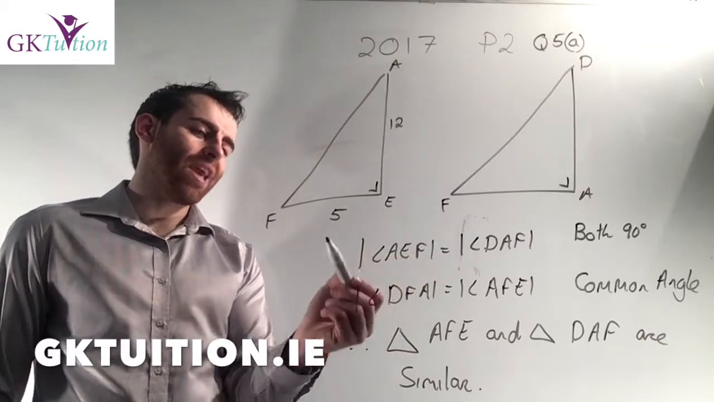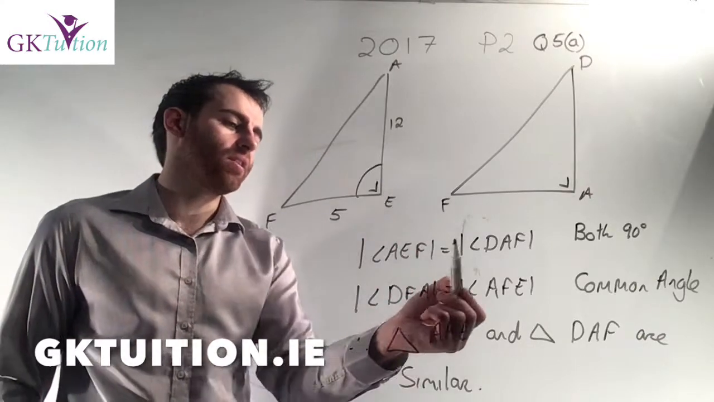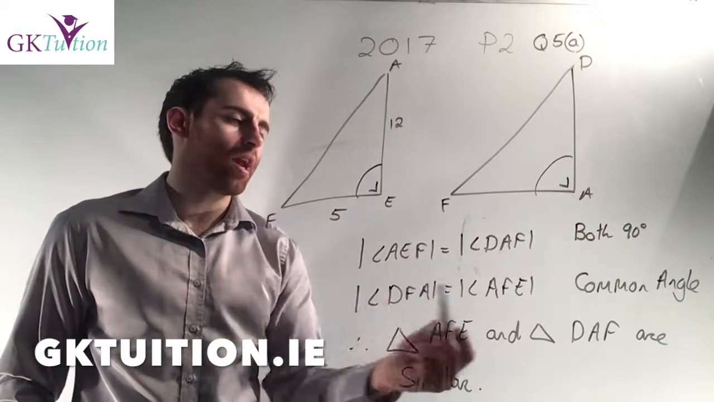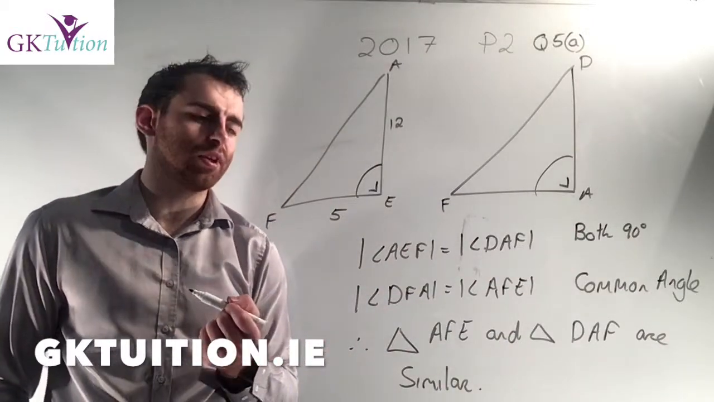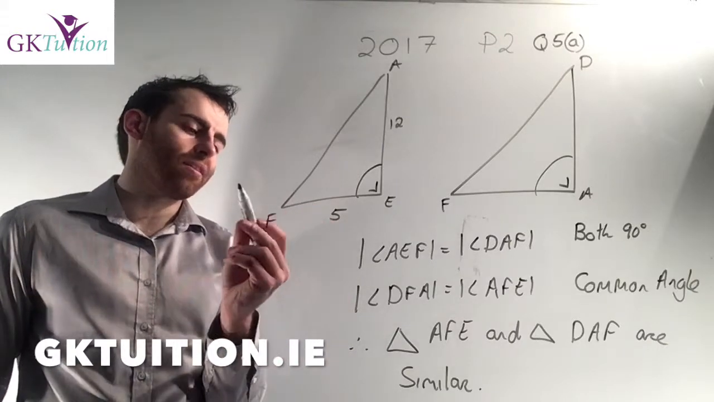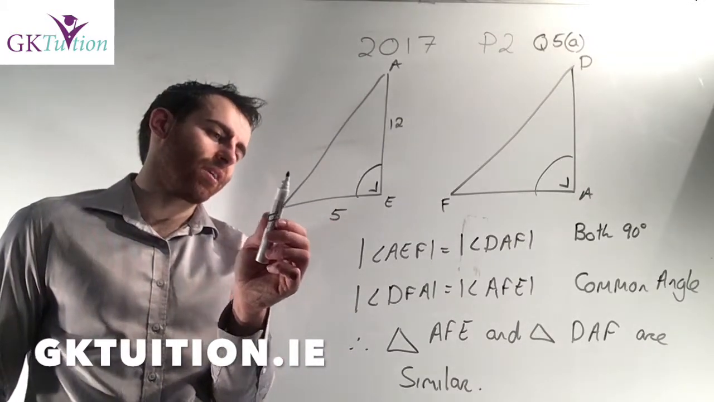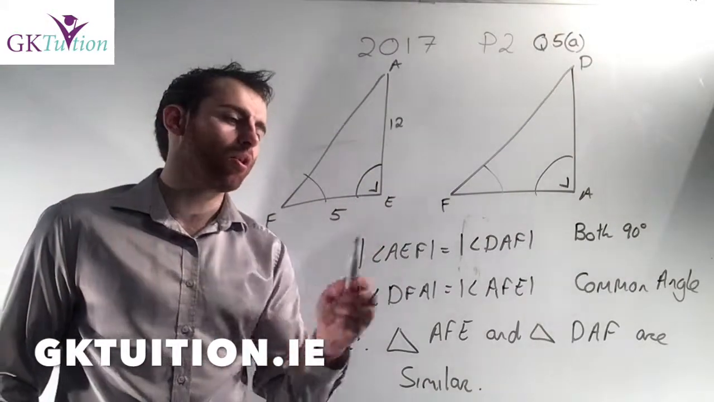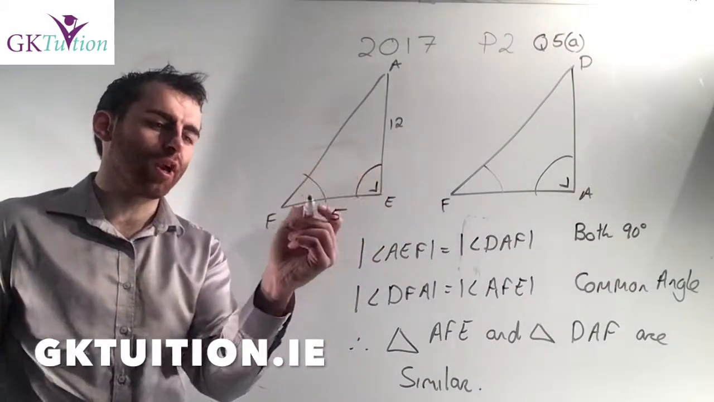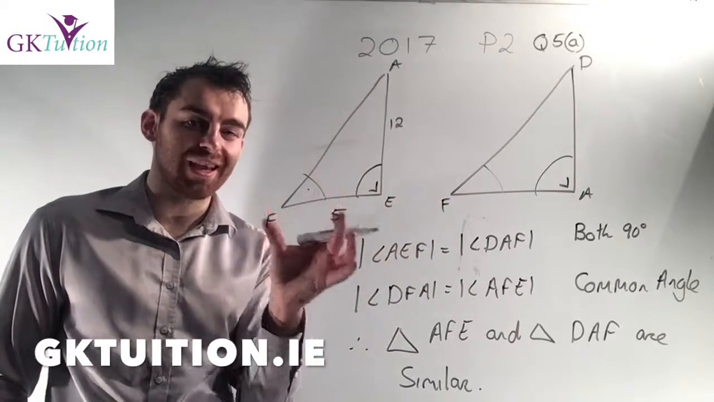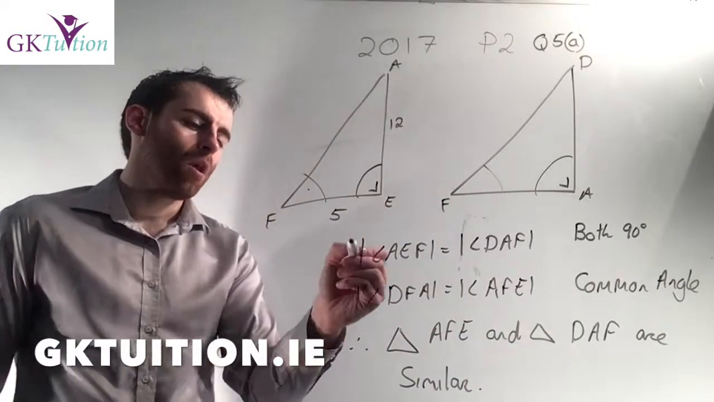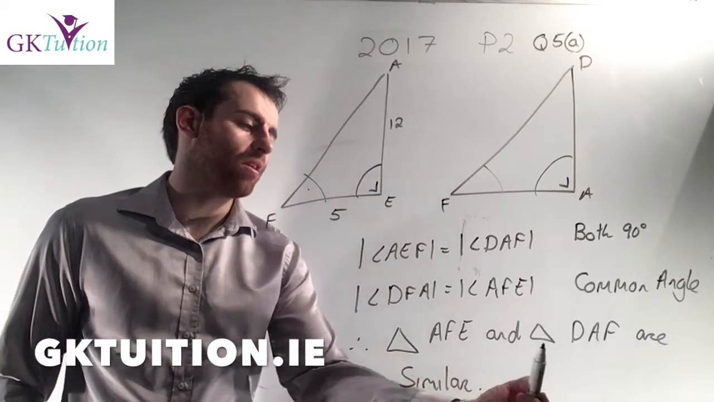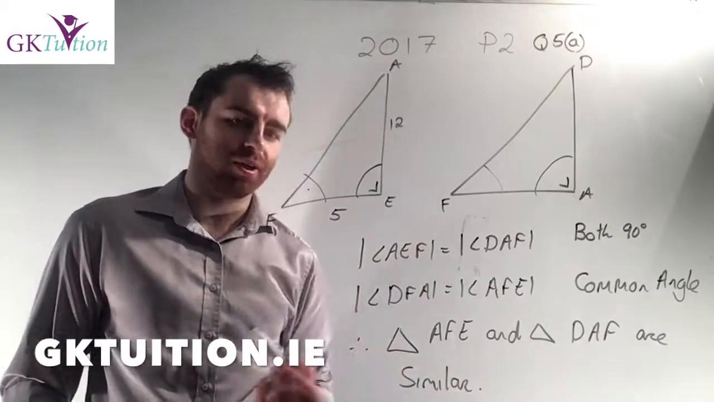So I started off with AFE, which is the angle here, is equal to the angle DAF, which is the angle here. Clearly they're both 90-degree angles, so my explanation is that they're both 90 degrees. I also can say that the angle AFE and the angle DFA are the same because they're a common angle. If you look at your triangle, that angle there and that angle there are the same thing, so it's just a common angle. Once I've proven they have two angles in common, I can conclude that the triangle AFE and the triangle DAF are similar.